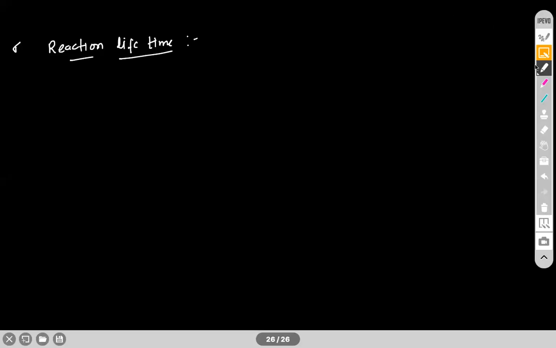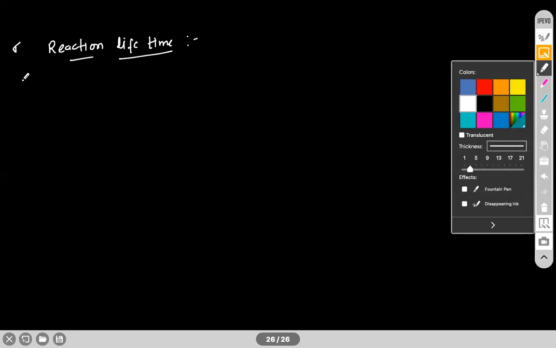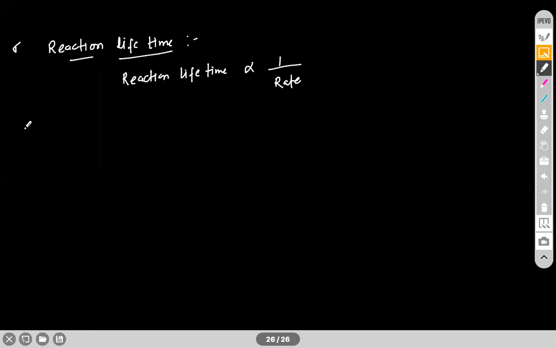This is one thing. Another thing you write down: half lifetime. Reaction lifetime we have done. Oh, one more thing I forgot to tell you here. The reaction lifetime is inversely proportional to the rate of the reaction. Is it right? The more the rate, the lesser will be the time required for the completion of the reaction. So it is inversely proportional to the rate of the reaction. Faster rate, lesser will be the lifetime of the reaction.